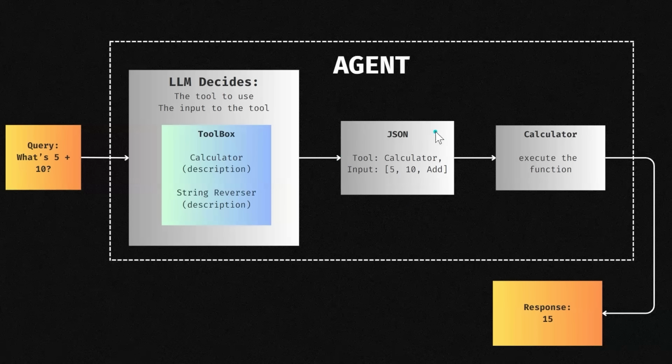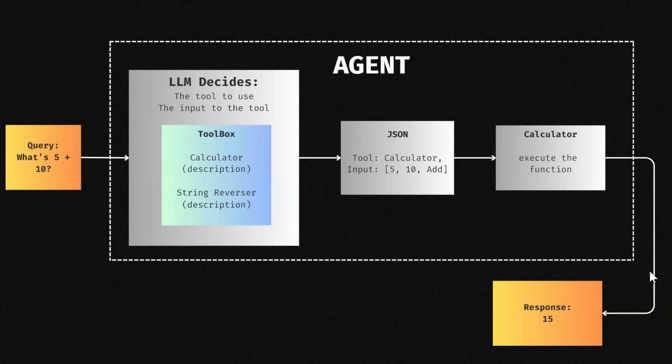Some approaches use function calling to do this, but JSON generation from large language models is getting better. So using JSON is also an appropriate way to do it. And then those inputs are put into the tool, which is usually some kind of function in the programming language you're operating in. In this case, I'm using Python. So it's a Python function, and that function is executed and the response is delivered. That is agents in a nutshell.